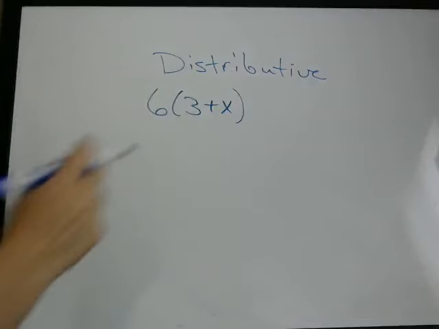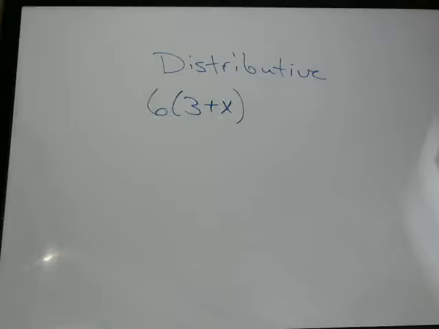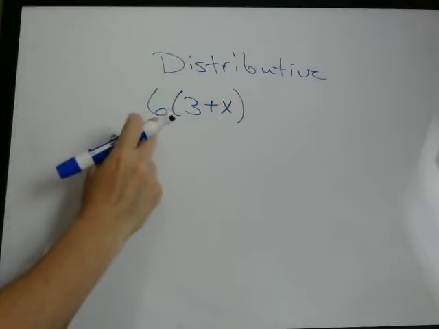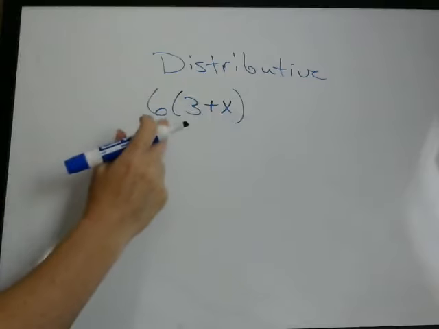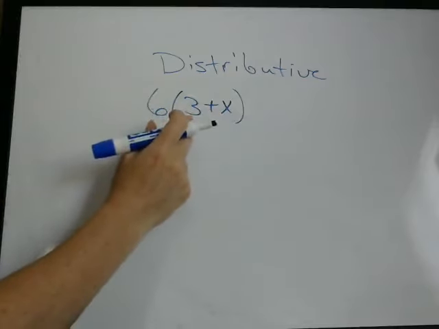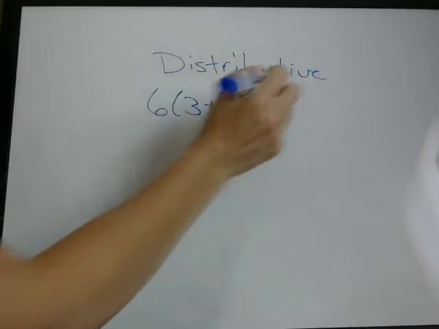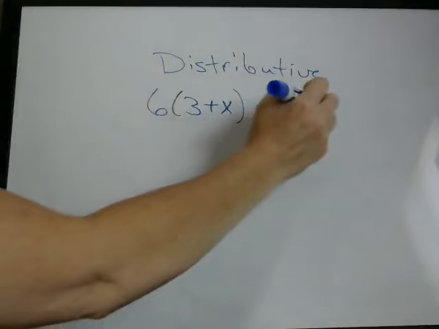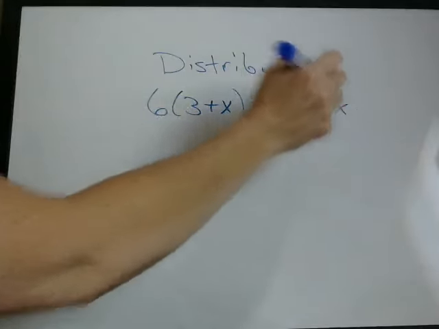So remember when you write 6 times something in parentheses, this is a multiplication. So 6 times 3 plus x. What we're going to do is distribute this 6 over the addition. So the first thing we're going to do is we take the first factor inside the parentheses and multiply it by 6. So 6 times 3, which is 18, plus 6 times x, which is 6x.